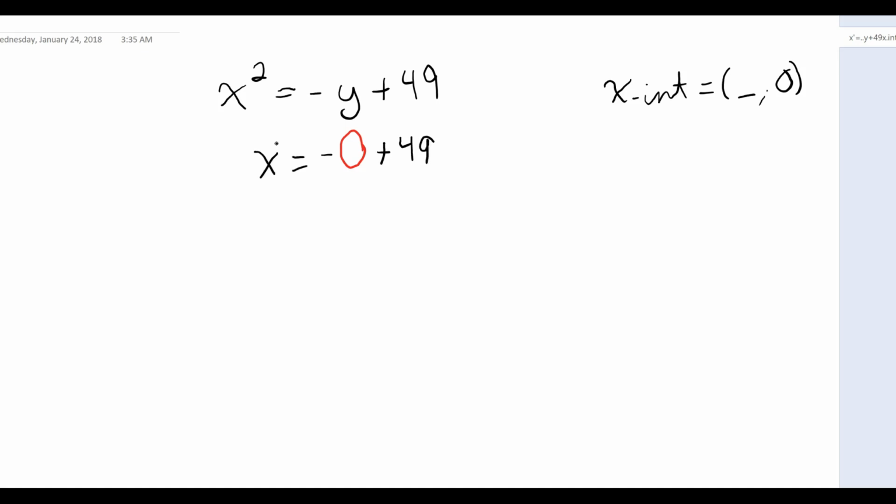And so I've got x squared equals a negative 0 plus 49. Well, the negative 0 means absolutely nothing. So then I come down here, x squared is equal to 49. Now, think about what square means. It means the same number times itself gives me that value.